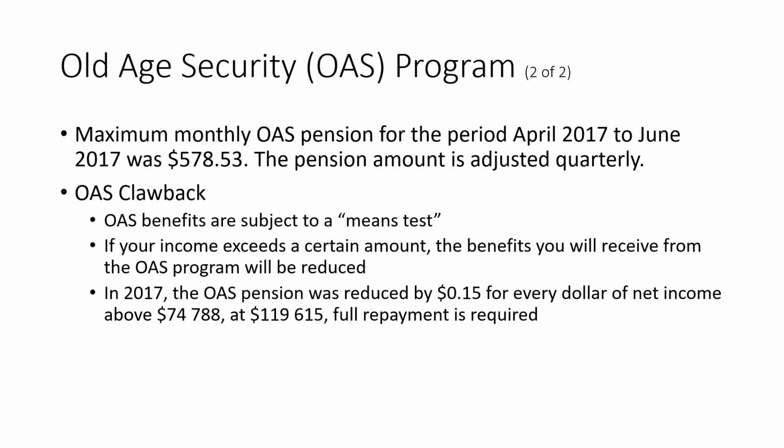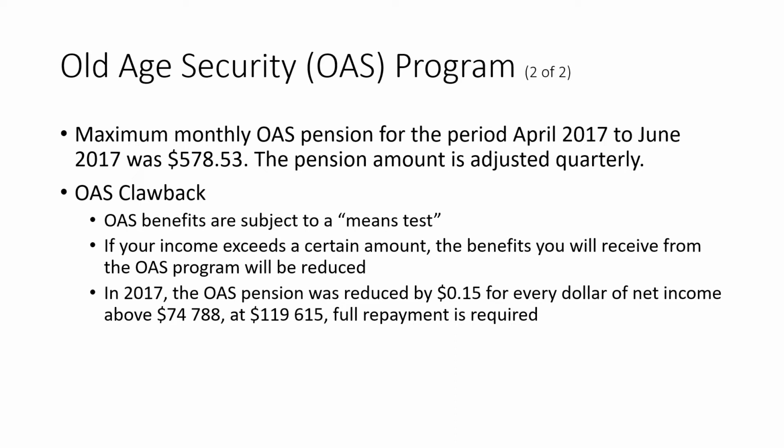Old Age Security Program 2 of 2. The maximum monthly OAS pension for the period of April to June 2017 was $578.53. The amount is adjusted quarterly.